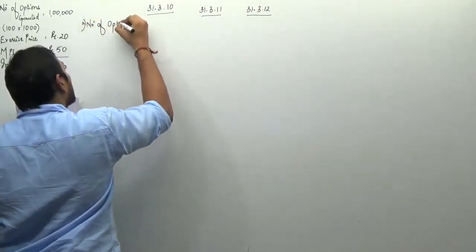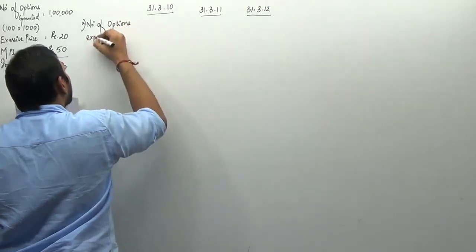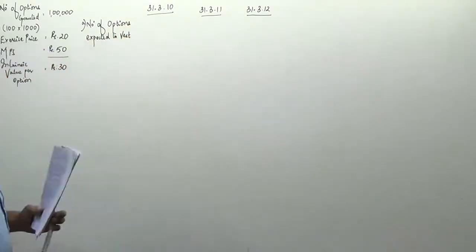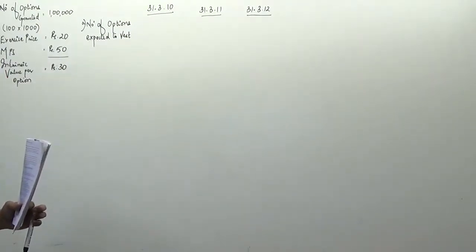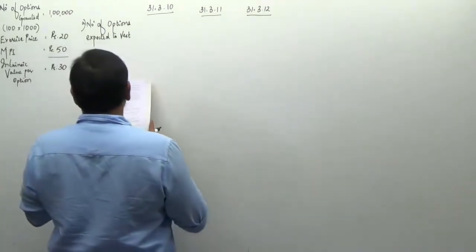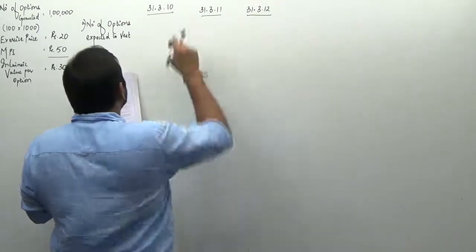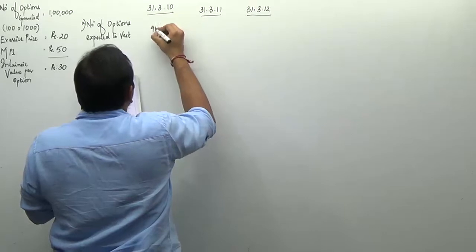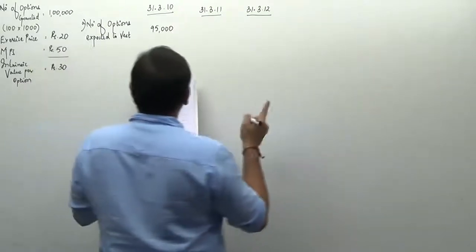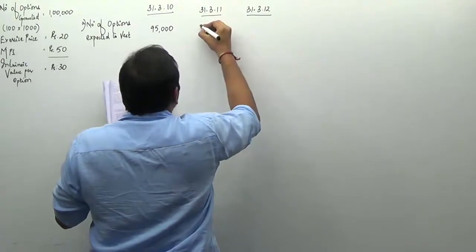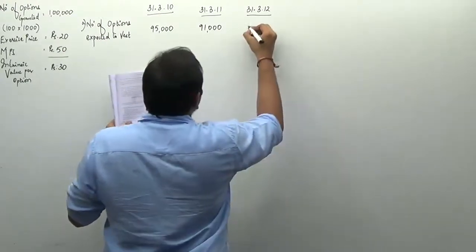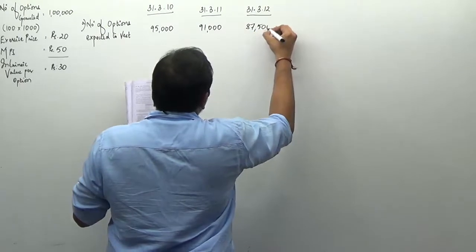Start with number of options expected to vest. How many options were there? 1 lakh. But check, come down below. 5,000 unvested options lapsed on 31st March 2010. So number of options will become 95,000 here. Next, 4,000 unvested options lapsed on 31st March 2011. Out of 95, 4 went out, 91,000 will remain. Last year again, 33,500 went out. So balance number of options are only 87,500.